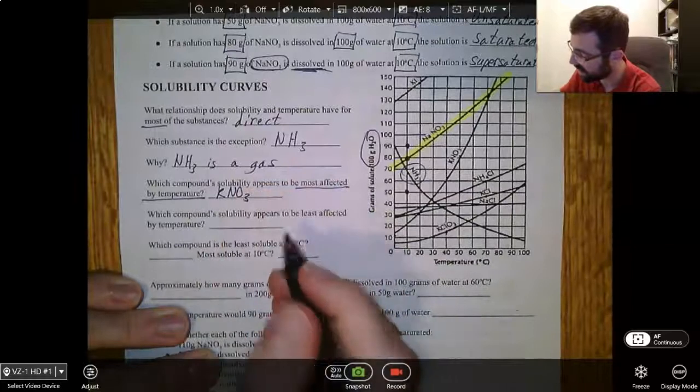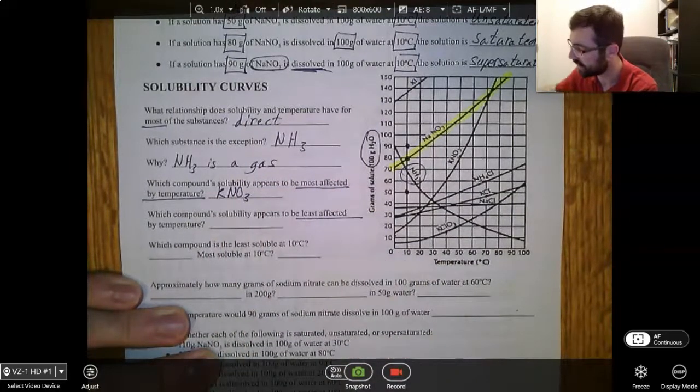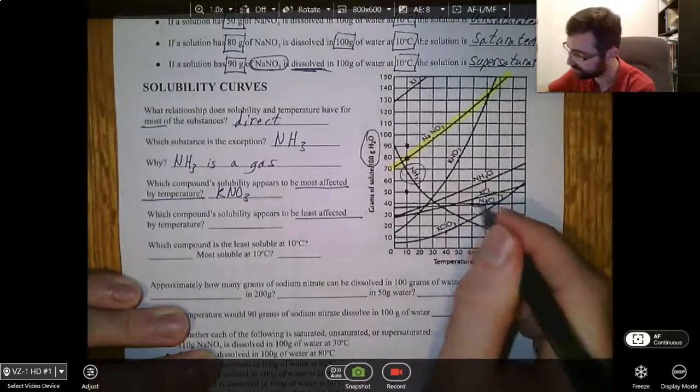Which one appears to be least affected by temperature? Well, that's going to be your flattest line. I think that's NaCl.